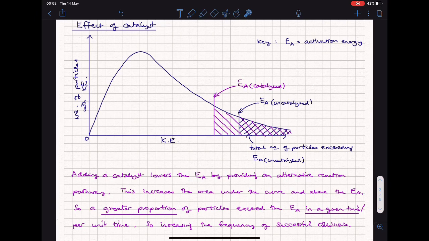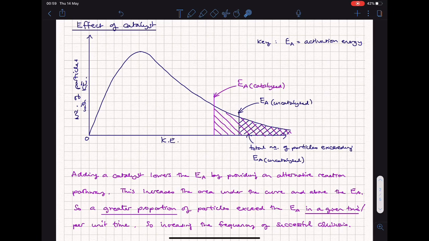Let's look at how we can use this curve to explain the effect of a catalyst on the rate of reaction. So here I've sketched a Boltzmann distribution curve with the correct labels and with the correct features. I've also labelled the activation energy for an uncatalyzed reaction, so there's no catalyst in this reaction. And the blue shaded area here, crosshatch here, will represent the total number of particles that exceed the activation energy. So therefore, this is the total number of particles that could react.